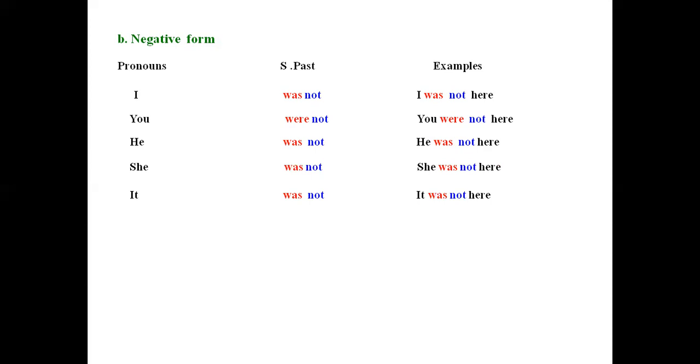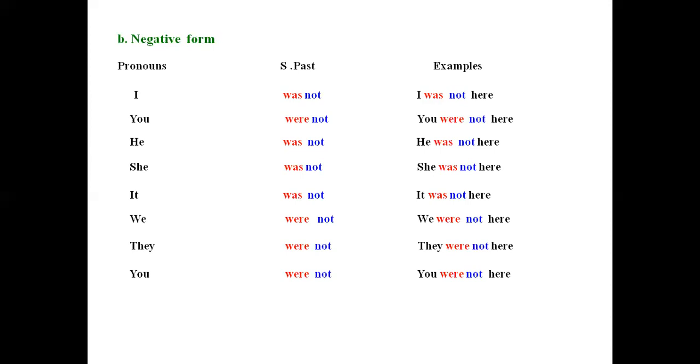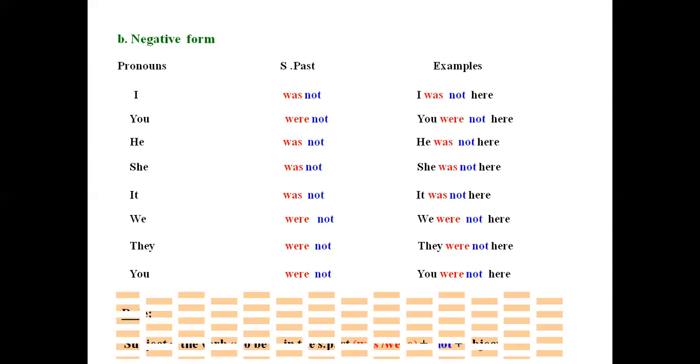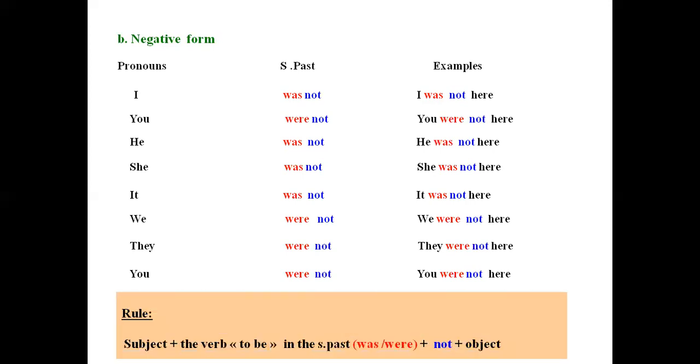It was not here. In the plural form, we were not here. They were not here. You were not here. So the rule here, we start with the subject plus the verb to be in the simple past plus not plus the object or the rest of the sentence.